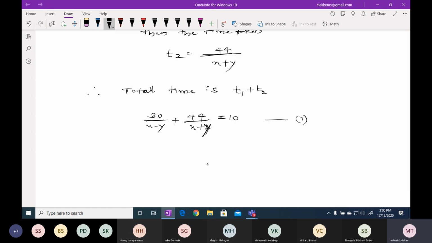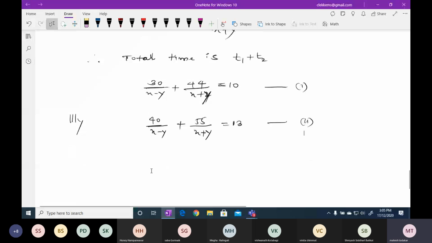Now similarly they have given that in 13 hours it can go 40 kilometer upstream and 55 kilometer downstream. Similarly I'll write now: 40 kilometer upstream means 40 by x minus y, plus 55 by x plus y downstream, is equal to the time, 13 hours. Total time is 13 hours. Equation number 2.